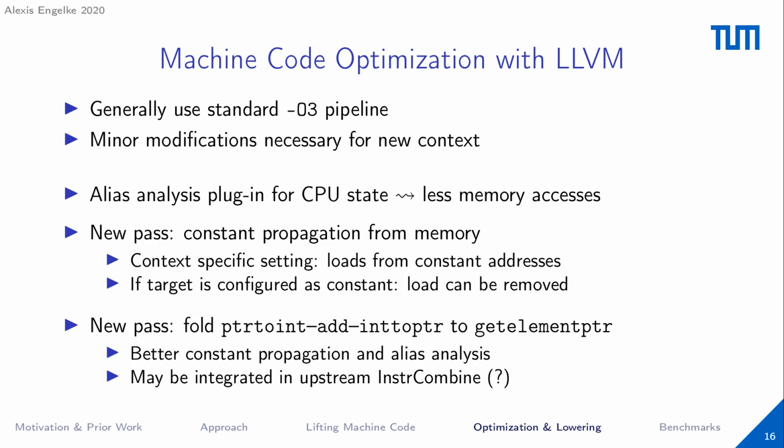Third, we also need to add a pass to fold sequences of pointer-integer conversions to pointer arithmetic operations using the getelementptr instructions. This allows for better constant propagation and alias analysis. Such a transformation could eventually be added to the upstream instruction combination pass as well.